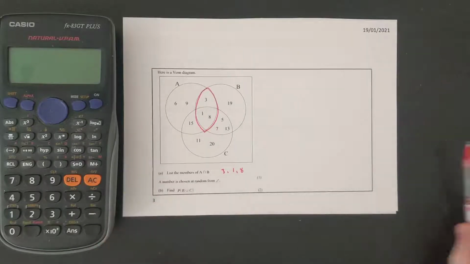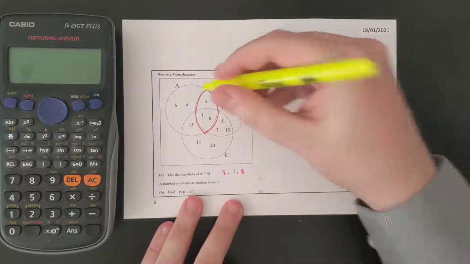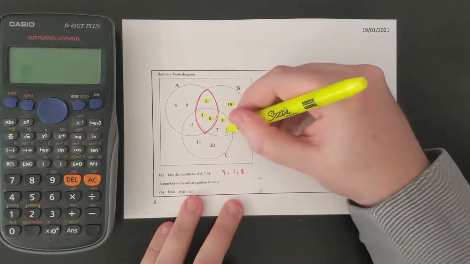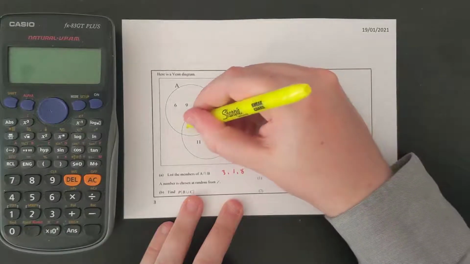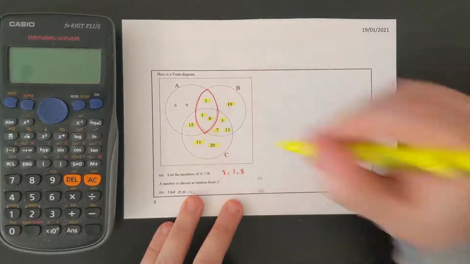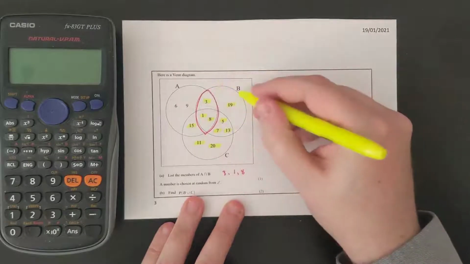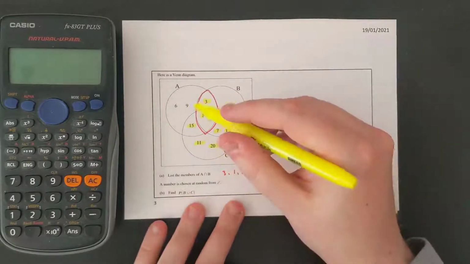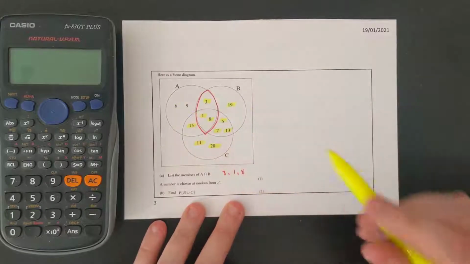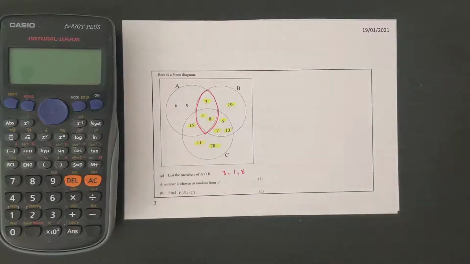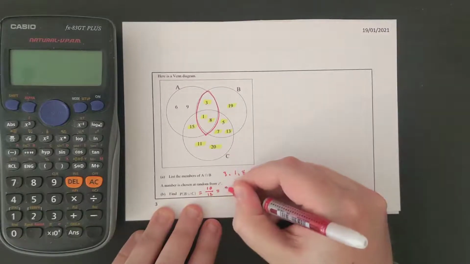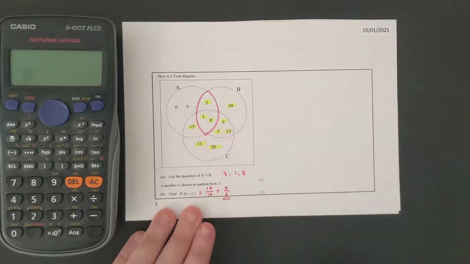So if we look at that, look at all of our numbers that are in B or C or both, we've got 1, 2, 3, 4, 5, 6, 7, 8, 9. We've got 10 numbers that are in B or C or both. And then in total we've got those 10 and another 2, so we've got 12 numbers. So our probability is 10 out of 12, or 5/6.